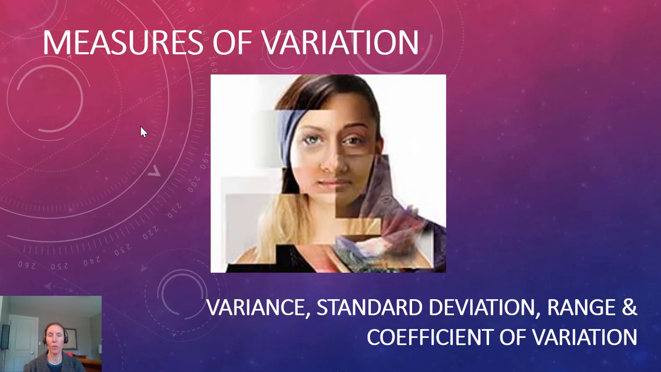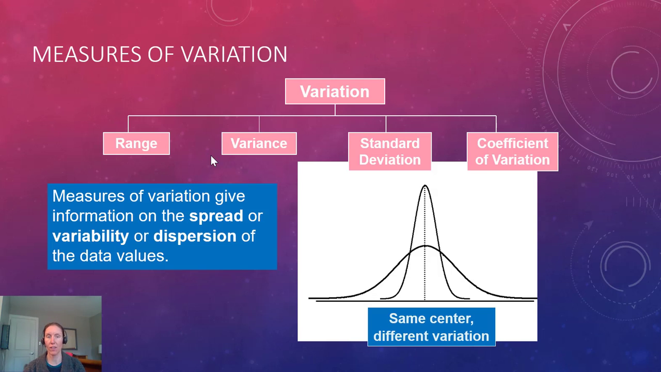In this video, we're going to look at what are called measures of variation. So the variance, standard deviation, range, and coefficient of variation. Okay, here they are. What are they useful for?